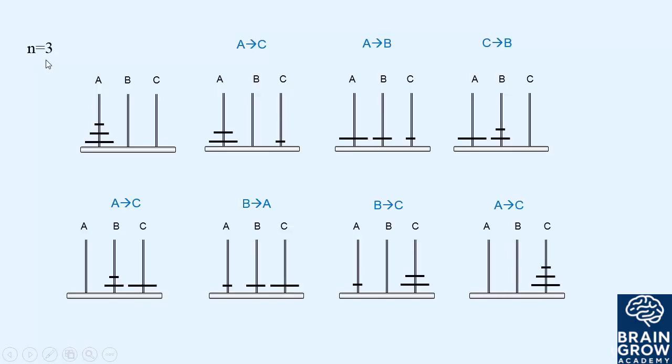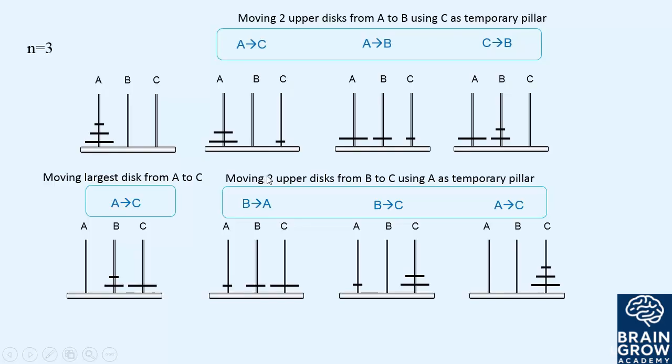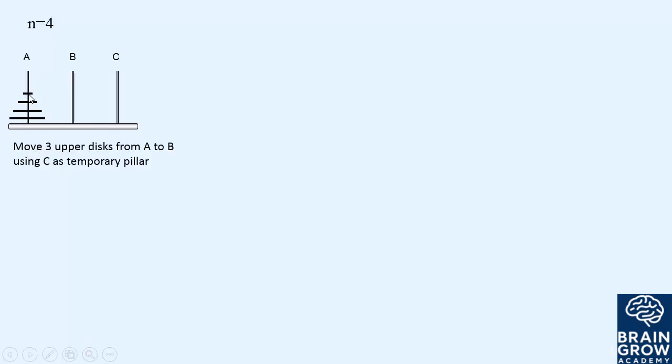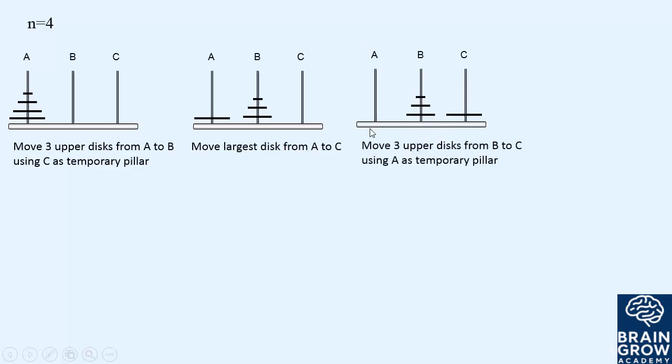We have seen that we have broken our task into three parts. The first part is moving two upper disks from A to B using C as a temporary pillar. In the second part, we move the largest disk from A to C, and in the third part, we move two upper disks from B to C using A as a temporary pillar. Now if n is equal to 4, then first we'll move these three upper disks from A to B using C as a temporary pillar. Next we'll move this largest disk from A to C. Next we'll move these three upper disks from B to C using A as a temporary pillar.